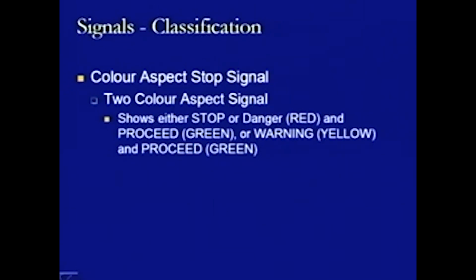In the case of the 2 color aspect signal, it shows either stop or danger, that is being shown by a red light, and the proceed being shown by a green light, or there is a warning which is shown by yellow and proceed by green. These are the two combinations which can be there, either it is in the form of red and green, or it may be in the form of yellow and green. Means whatever is the condition, the number of colors which will be there on that signal post will remain 2. So, that is how it is defining. So, either it will define a stop or danger condition along with proceed, or it will define a warning condition along with proceed.